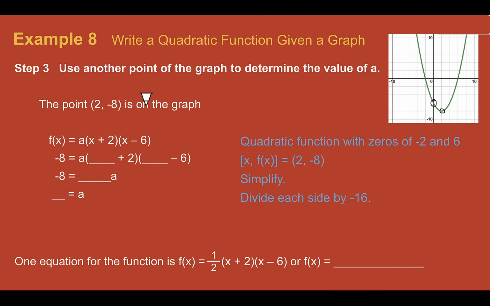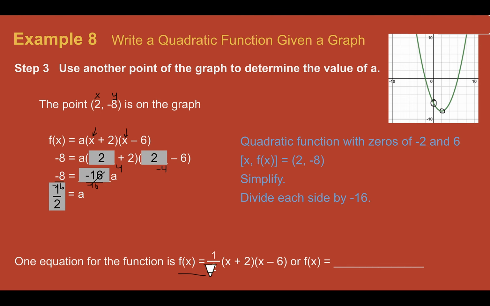Once you figure out a point, you're going to take these two values and plug them in for x and y, or for x and f of x. So f of x was negative 8, plug in 2 in both places for x. From there, we're just going to solve for a. So 2 plus 2 is 4, 2 minus 6 is negative 4, 4 times negative 4 is negative 16. Now last I would just divide by negative 16 to both sides. A gets by itself. What's negative 8 divided by negative 16? That ends up being positive 1/2. So a is equal to 1/2.